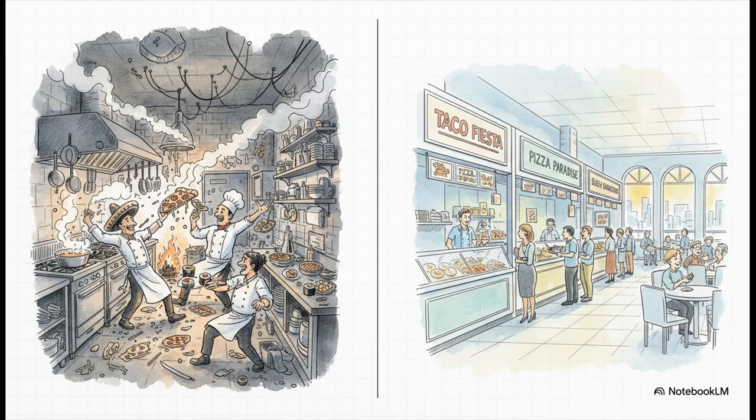I mean, think about it. Imagine one massive kitchen trying to make tacos and pizza and sushi all at the same time. It would be an absolute nightmare, right? But a food court, well, that's organized. It's specialized. It's super efficient. And that food court model is going to be our key to unlocking everything. So let's start with the very first step, tearing down that one giant kitchen.